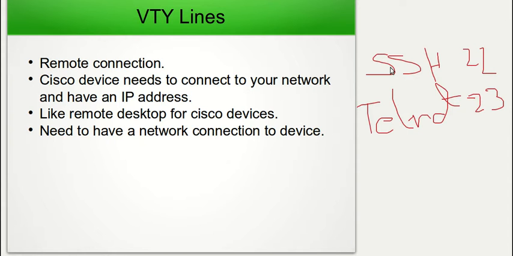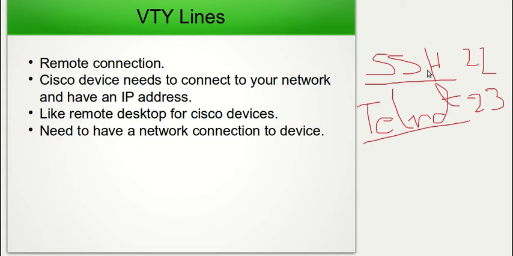The difference between these two is that Telnet sends all the data in clear text, SSH sends all the data encrypted. So the way it works is that with Telnet, when we access our Cisco device remotely, normally we have to enter a password. That will be sent in clear text. So any configuration changes, any passwords we enter will be sent in clear text.